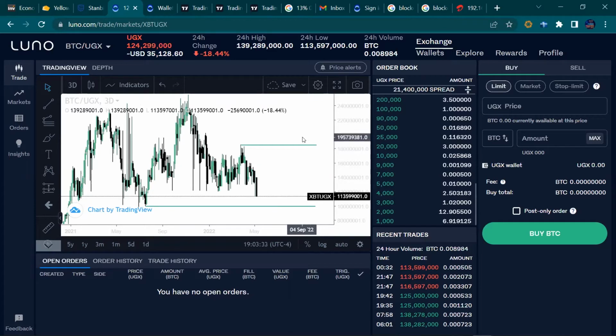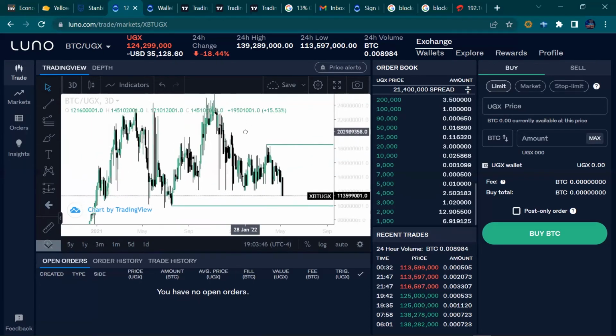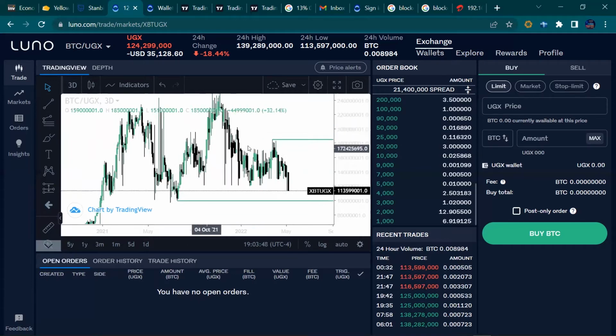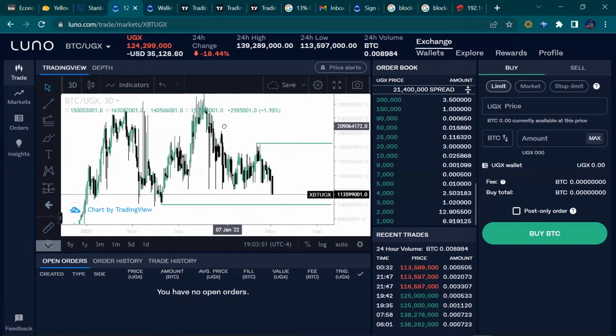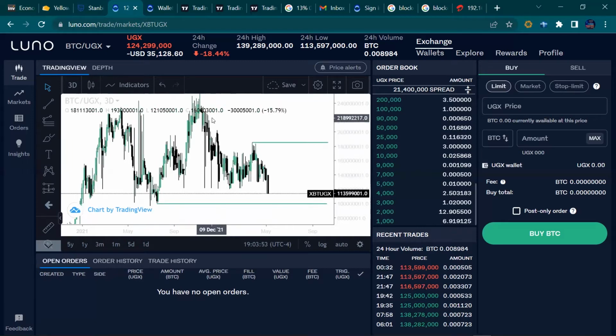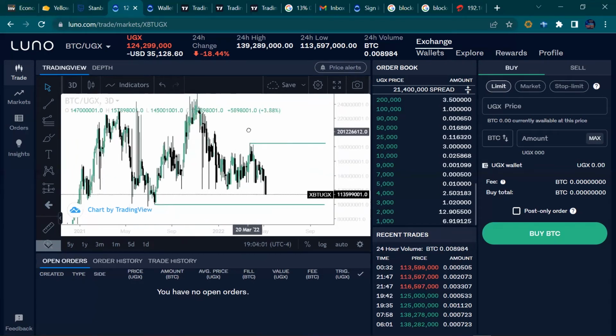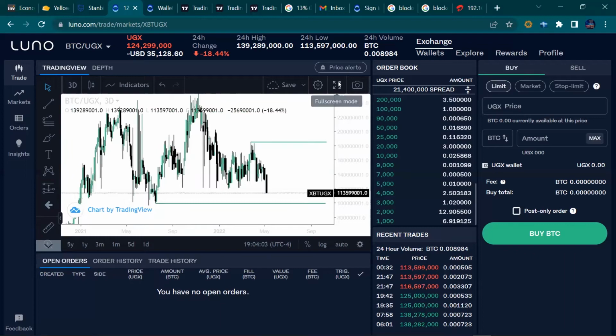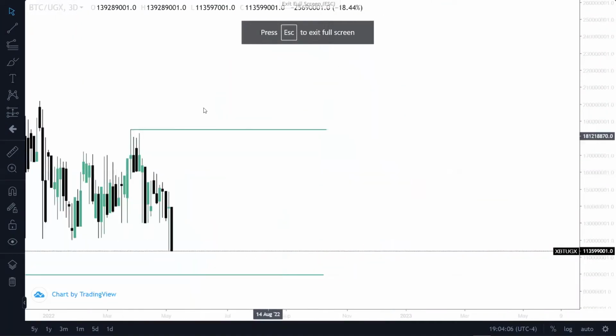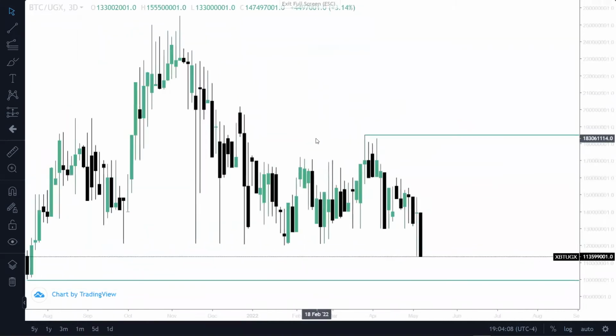We are going to be looking at my analysis on BTC UGX, or Bitcoin and Ugandan shillings. So what exactly is happening is that I came to see this chart and I'm like, okay, let me do some analysis on it. Let's try using our normal strategies as price action. So here, let me go ahead and maximize the screen.